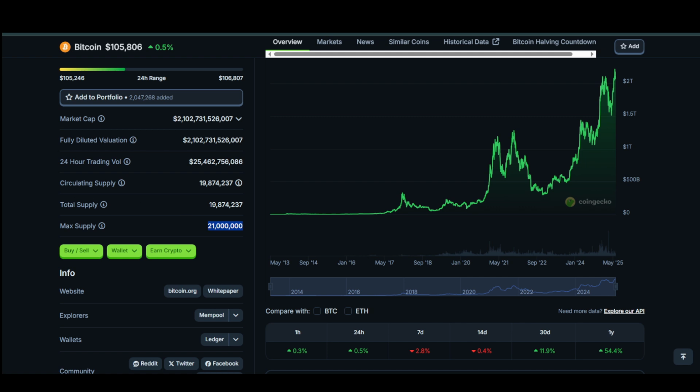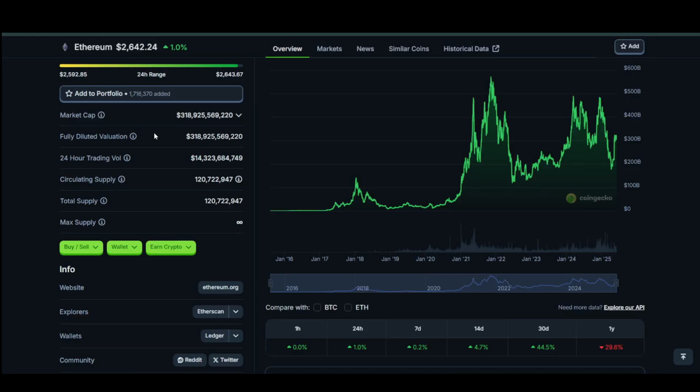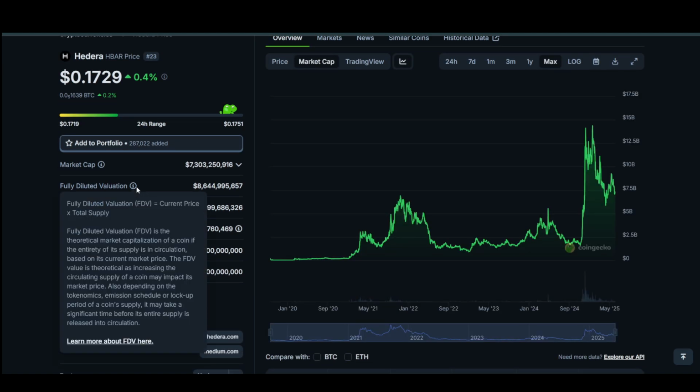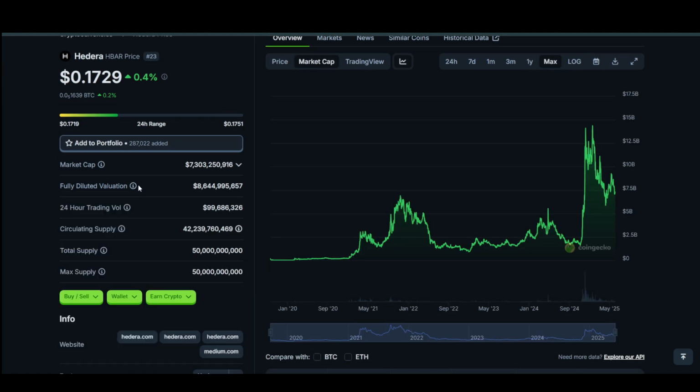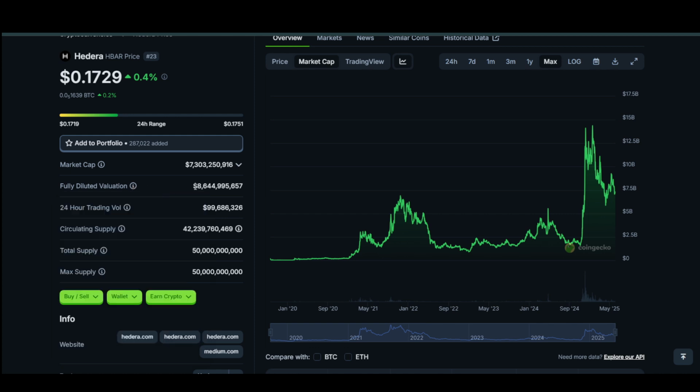Now coming to CoinMarketCap, it does show a lot. I did miss something, which is okay. So I'll just open HBAR. This is the fully diluted valuation. Basically this shows that when the total coins, or the max supply, is in circulation, what will be the potential market cap? So it is 8.6 billion. If we see 50 billion tokens in the market, and the price will remain the same, as you can see here.